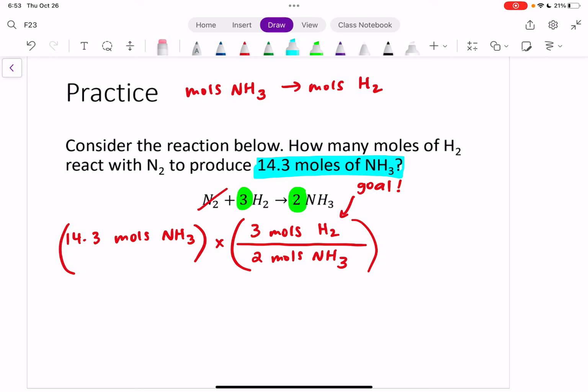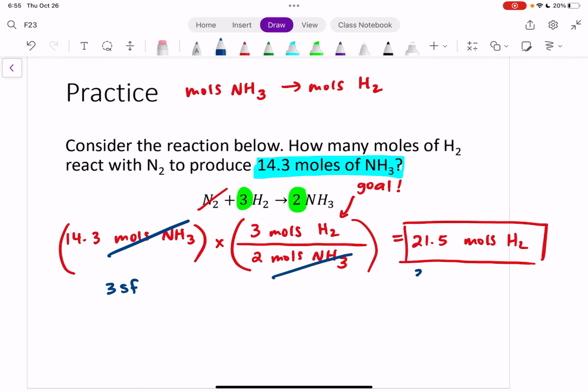Remember, I'm going from moles to moles. The only way to do that is with a balanced chemical equation. Okay. All right, so let's see here. We got 14.3 times 3 divided by 2. 14.3 times 3. And that's going to give me 21.5 moles of what? Yeah, H2. Remember, these canceled out. Okay, and we're left with moles of H2.